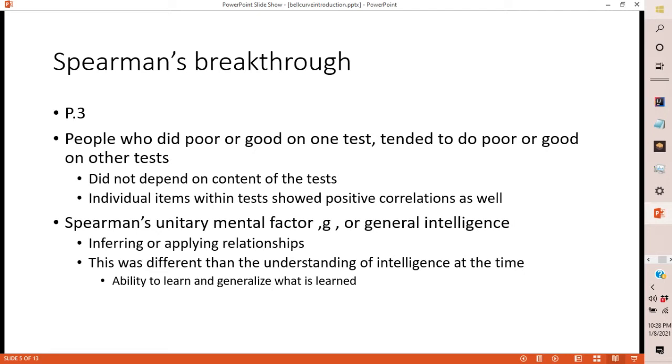Yeah. And one of my points here is that this was different than the understanding of intelligence at the time. So what people understood about intelligence at the time was that it was your ability to learn and generalize what is learned. But as we're going to discover, it's much more than that.